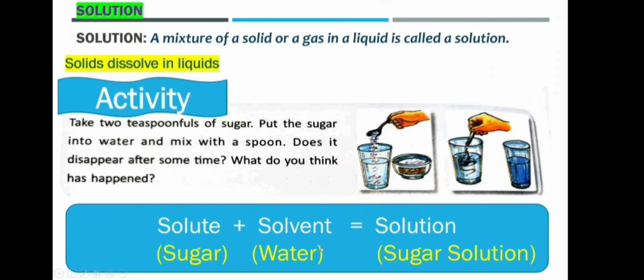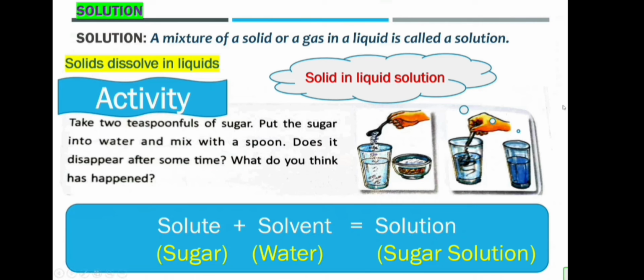So in this activity, we have observed that sugar is a solid and water is a liquid. And when a solid dissolves in a liquid, the solution is called a solid in liquid solution, as a solid is dissolved in a liquid over here.